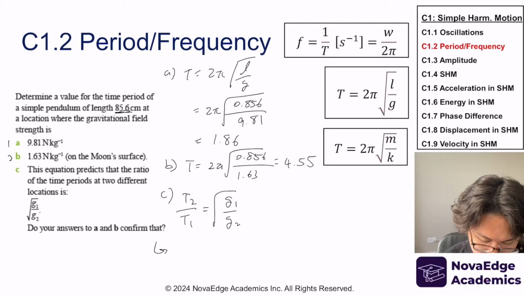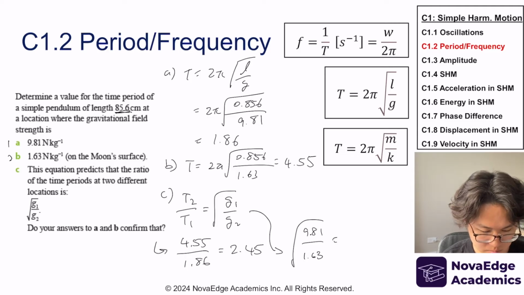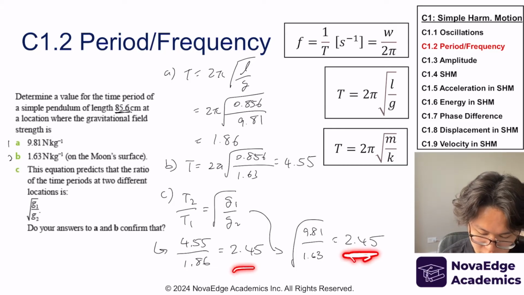So T2 over T1, that's 4.55 over 1.86. This is 2.45. Let's try the square root of G1 over G2. This gets me 2.45 as well. So these two will match evidently.